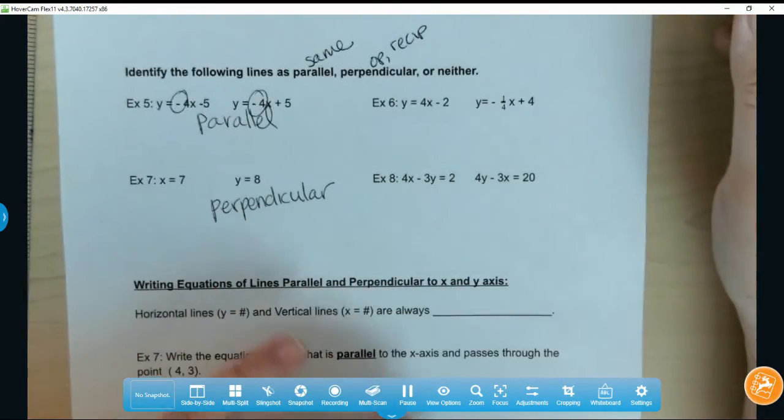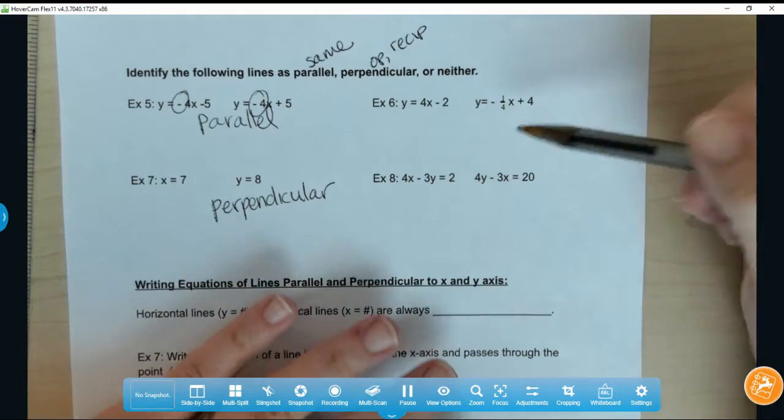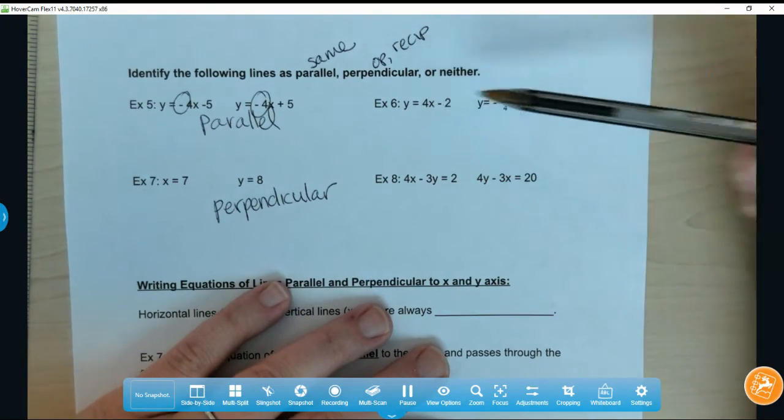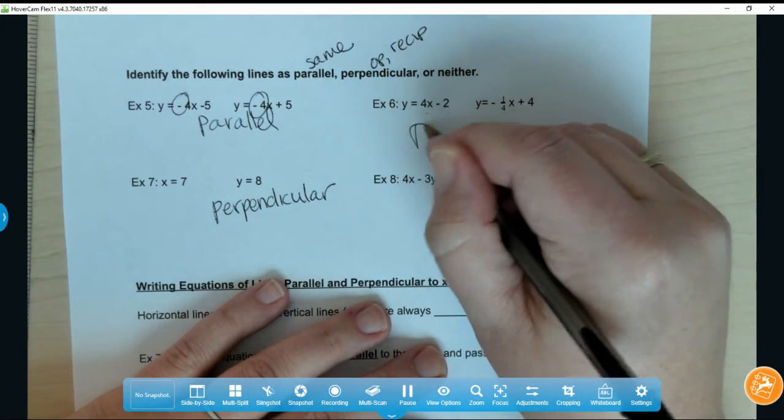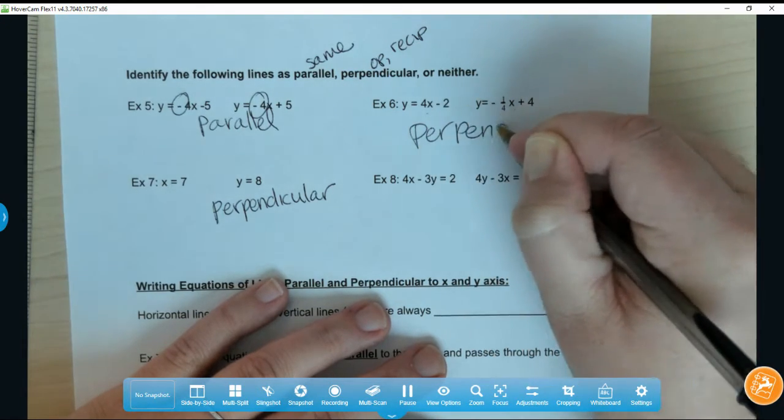And example 6. We have 4 and we have -1/4, so those are opposite reciprocals. So those would be perpendicular lines.